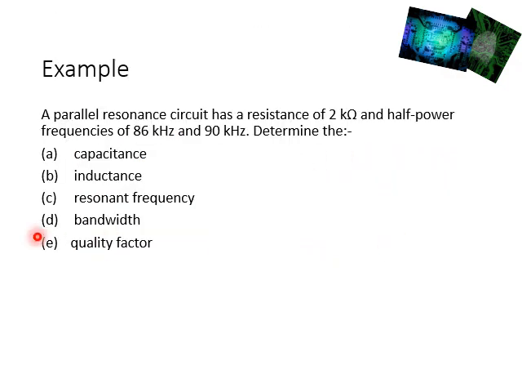Okay, let's see one example before we end this slide. A parallel resonant circuit has a resistance of 2k and half power frequencies of 86 kHz and 90 kHz. So this is the R value, this is omega 1 and this is omega 2. Determine A, capacitance, B, inductance, C, resonant frequency, D, bandwidth, E, quality factor. So let's see how we solve this question.